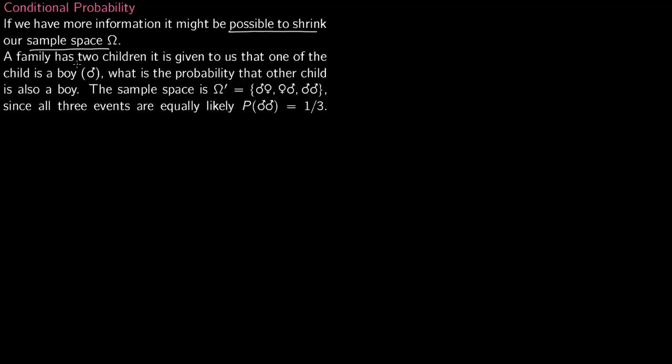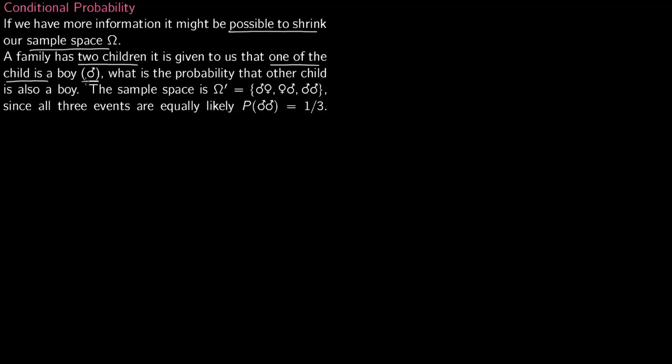Now we talk about conditional probability. If we have more information, it might be possible to shrink our sample space omega and therefore get a better idea of the probability. So let us see this. Say you have a family which has 2 children and you are given the additional information that one of the children is a boy.